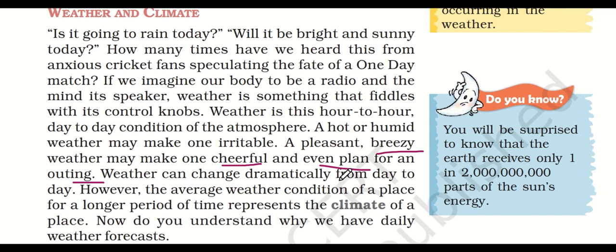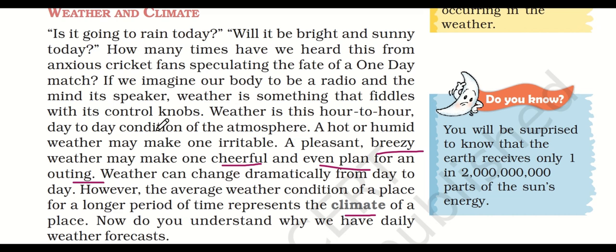Weather can change dramatically, suddenly from day to day. However, the average weather condition of a place for a longer period of time represents the climate of a place. Now you can understand why we have daily weather forecast. Weather and climate difference is what he is explaining here.